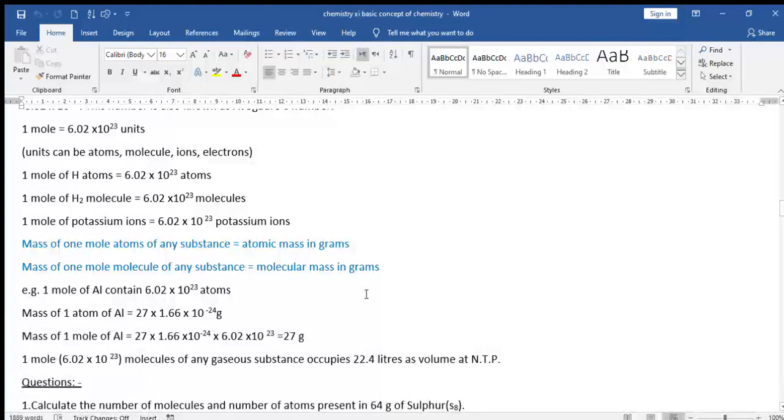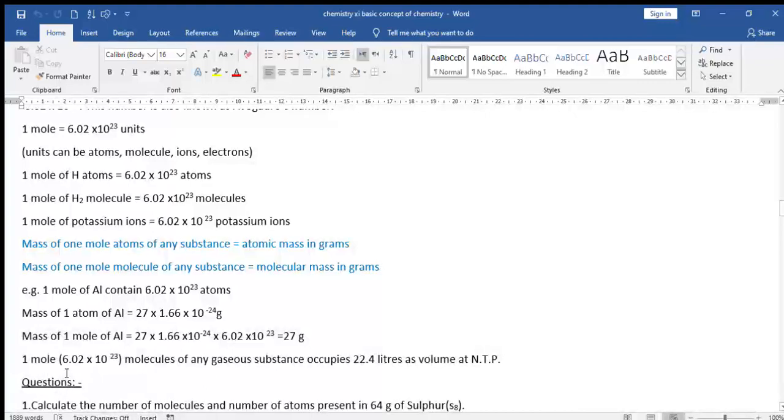It is equal to 27 gram. The value of 1.66 into 10 power minus 24 multiplied by 6.02 into 10 power 23 is approximately 0.99, which we can approximate as 1. That's why the mass of 1 mole of aluminium is 27 gram.